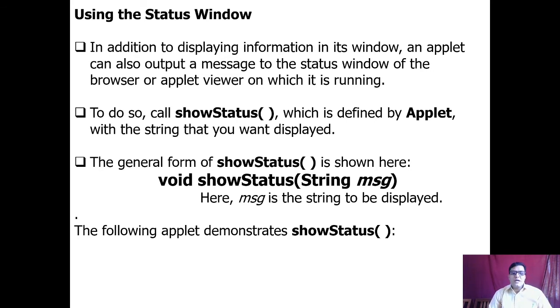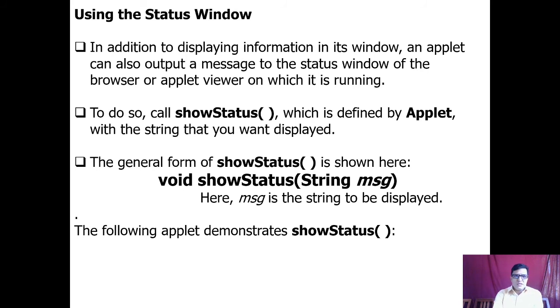So that is why it is very important. In addition to displaying information in its window, an applet can also output a message to the status window. We are familiar with the status bar in VB.NET. By using this status bar, the content will be displayed at the status window.